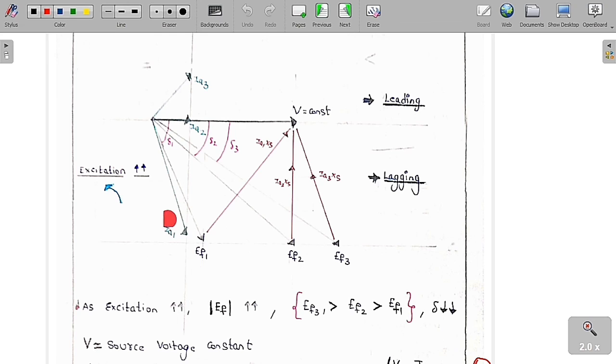So whenever the excitation increases, the current magnitude will decrease up to unity power factor. Again it will increase. So from lagging power factor to unity power factor, as the excitation increases, the current magnitude will decrease. But after that, the current will increase if you increase the excitation. So this is a very important point that you always need to keep in mind.